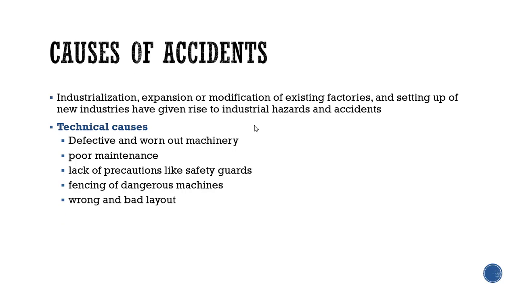Wrong and bad layout. It is very important because everything has to be designed based on ergonomics. Where you can give maximum strength, what the direction is, whether clockwise or counterclockwise. Like that, every motion, every movement, and as far as layout is concerned, where the machinery has to be placed. It has to be properly placed in a way that is accessible to the worker. Because of bad layout, accidents may happen.